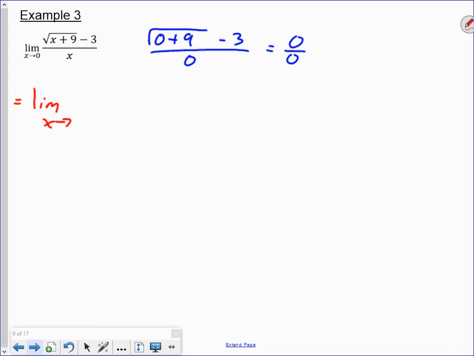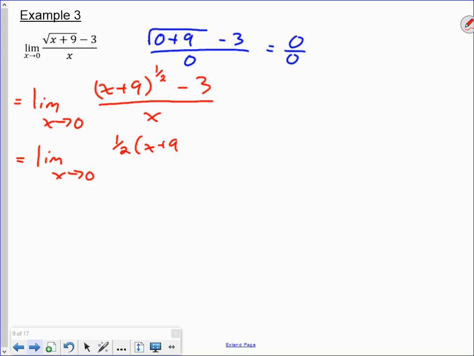Limit as x tends to 0 of, now to do this derivative, we're going to take that root x plus 9 and write it as x plus 9 to the 1/2. And then to take our derivative, we need to use the chain rule. So we're going to bring down the 1/2, x plus 9, this will be to the negative 1/2. The derivative of minus 3 is just 0, and the derivative of x is just 1. So we have the limit as x tends to 0 of 1/2 x plus 9 to the negative 1/2.